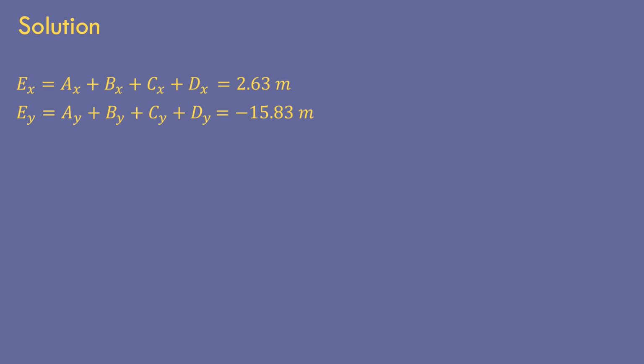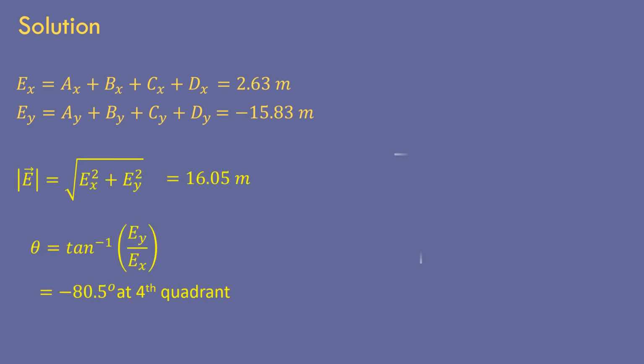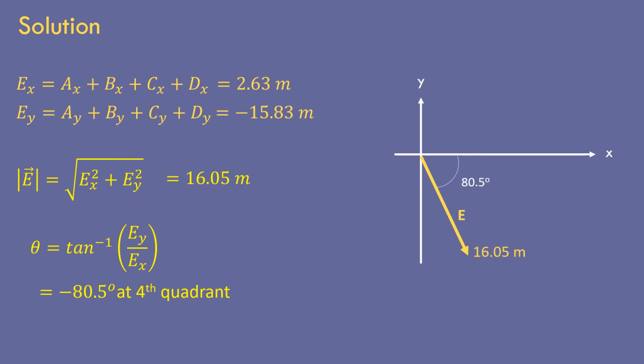Ex and Ey can be determined by adding up the x and y components of all vectors respectively. With the values of Ex and Ey, we can calculate the magnitude and also the direction of vector E. And we get the answer: vector E is 16.05 meters with a direction of negative 80.5 degrees.